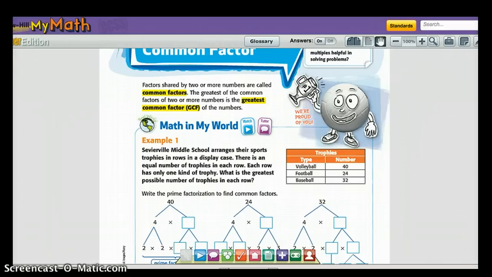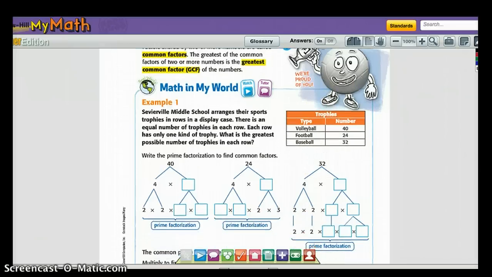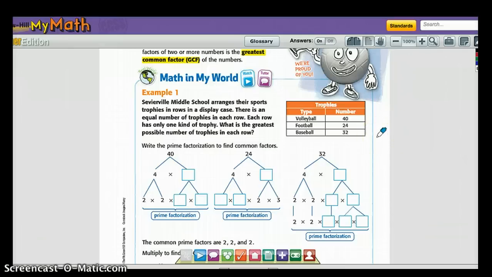Okay, I'm on page 557, and you'll notice here it is giving a word problem where it asks what is the greatest possible number of trophies in each row. And it gives you these three numbers, 40, 24, and 32. So first you have to find the factors of these. And remember how we did prime factorization with the tree. So you can start there.